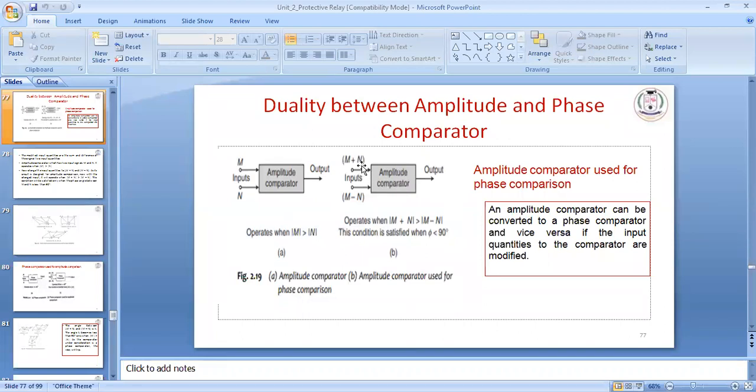So if you change this input, the amplitude comparator will check whether the magnitude of m plus n is greater than m minus n. This condition is satisfied when my angle is lesser than 90. It is going to compare amplitude only, but it helps us identify the angle. If m plus n is greater than m minus n, then indirectly it says the phase angle between m and n is lesser than 90.